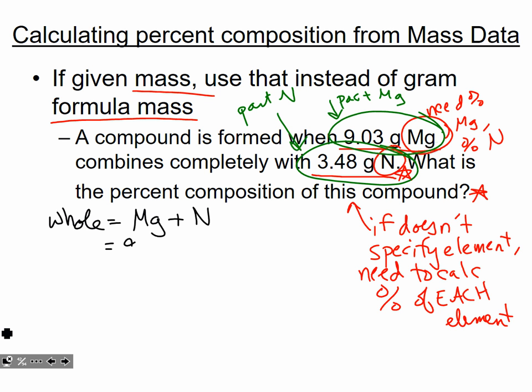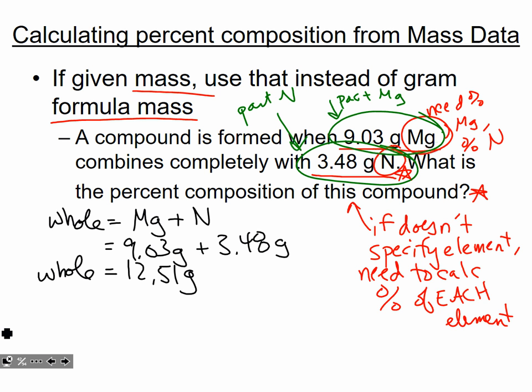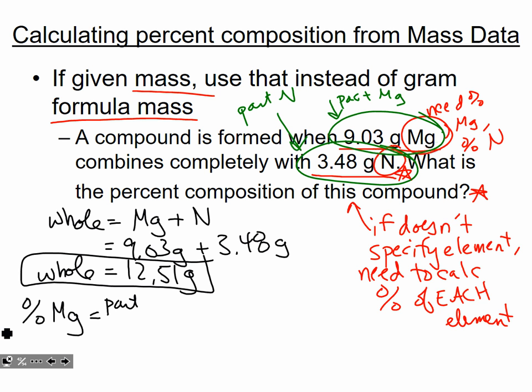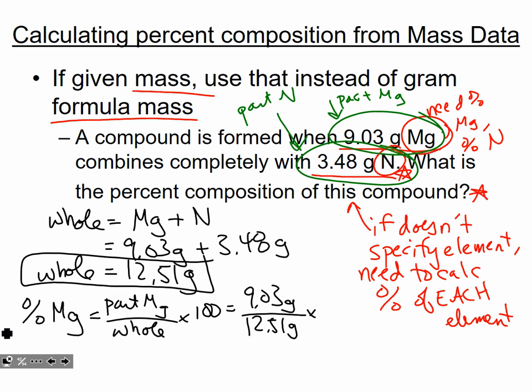So we can simply add together the masses of the two to get the mass of the whole thing to be 12.51 grams. So the compound must weigh a total of 12.51 grams because it says it combines completely, and we know the law of conservation of mass says that the mass of the products must be equal to the mass of the reactants. So this right here is going to be our whole, and because we want the percentage of each one, we're going to do 2 percent calculations. The percent magnesium is going to be the part over the whole for the magnesium. Well, again, the part of the Mg, that's 9.03 grams divided by the 12.51 grams, then multiplied by 100.